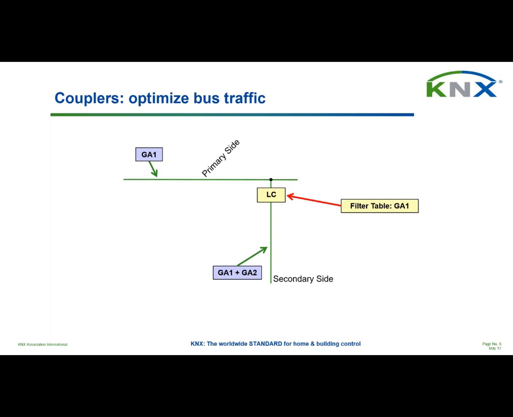Okay, so that means that in this case the filter table of the line coupler will contain one element, one entry, and that is group address 1. Why is that? Because group address 1 exists on both sides of the line coupler, so both on the primary and on the secondary side. That's why group address 1 is in the filter table. Group address 2 is not in the filter table because it only exists on the secondary side.